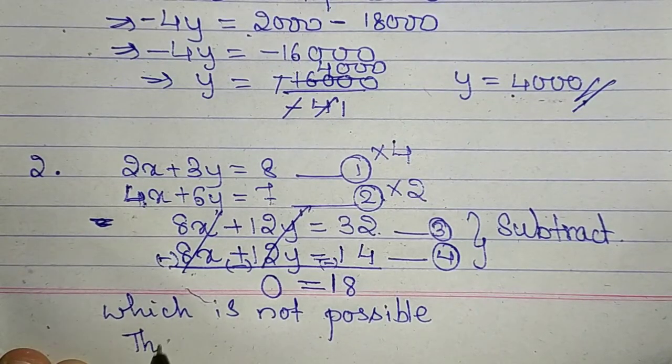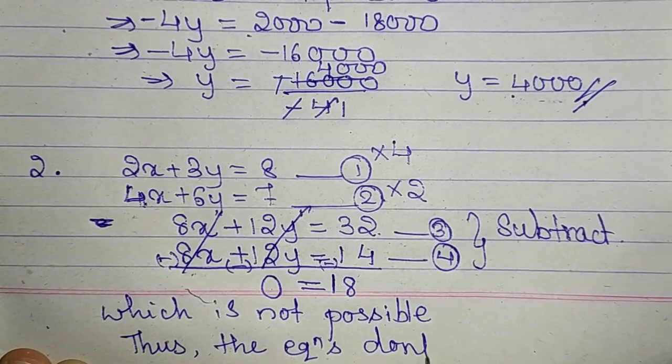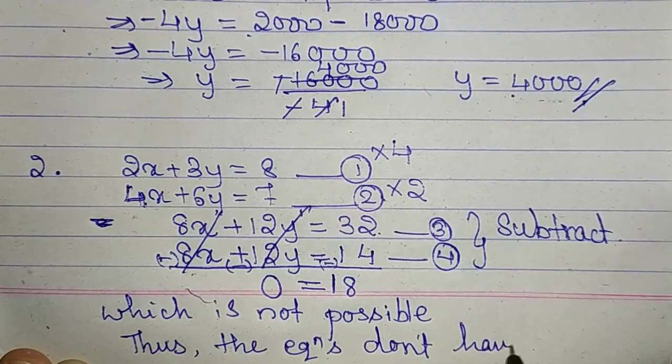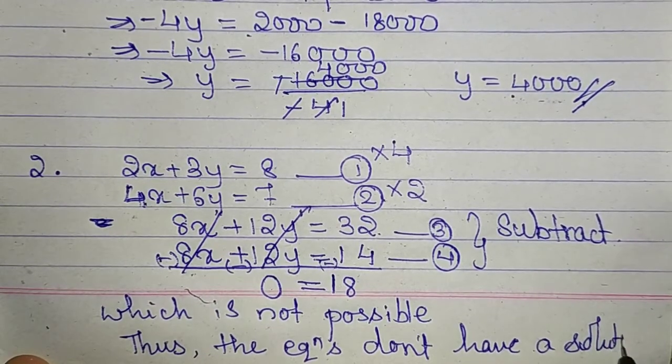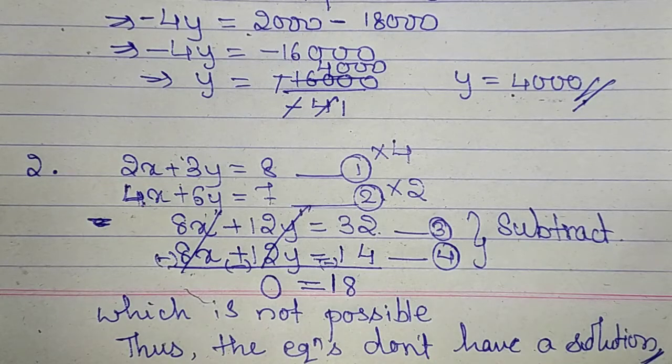Thus, the equations don't have a solution. If you plot these equations, then you will get parallel lines in that graph. So that's why these equations are inconsistent. They do not have any solution.